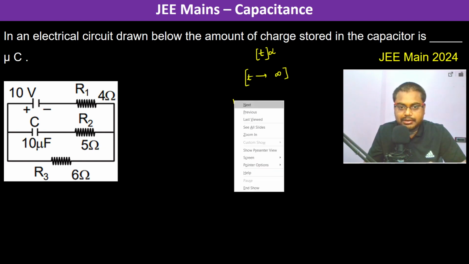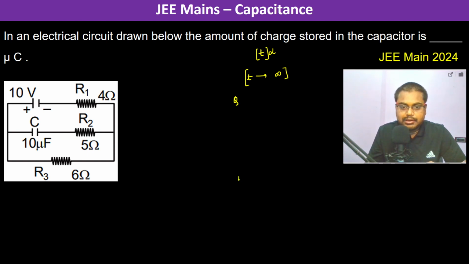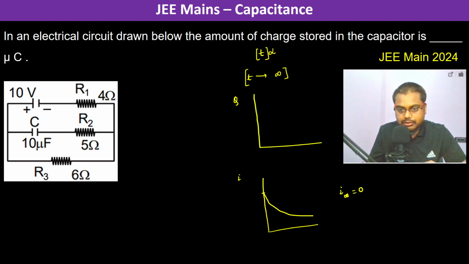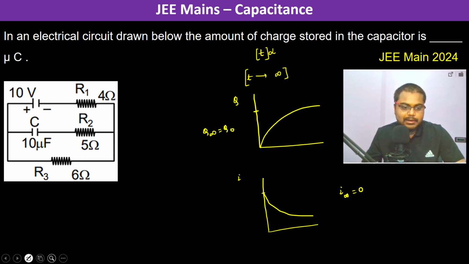So the current graph of the capacitor in an RC circuit goes like this. So therefore I at infinity becomes 0, and the Q graph goes like this. So therefore Q at infinity is actually Q naught, which is a constant value. Okay, so now what we have to do is find the amount of charge stored in the capacitor. Okay, so therefore at t equals infinity, there is no current passing through the capacitor, so it behaves as an open circuit.